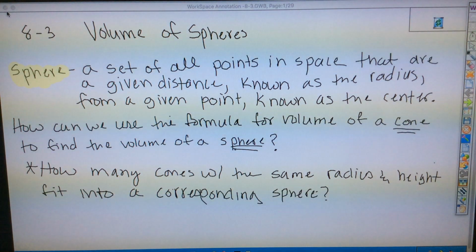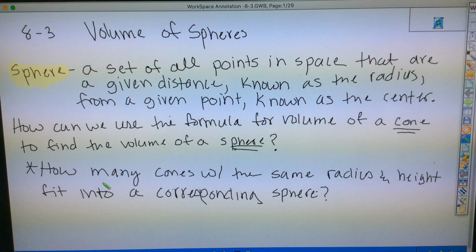Alright guys, we are going to look at the last lesson of the year, Chapter 8, Lesson 3, Volume of Spheres. Textbook definition of a sphere is a set of all points in space that are a given distance, known as the radius, from a given point, known as the center. So really, you're talking about a three-dimensional circle, a basketball, a soccer ball.